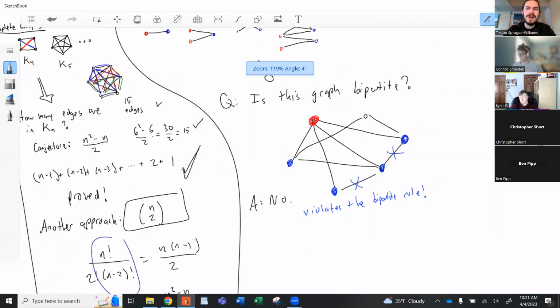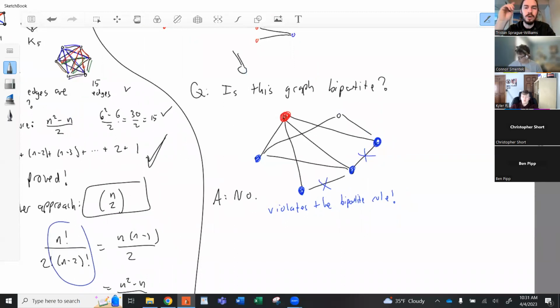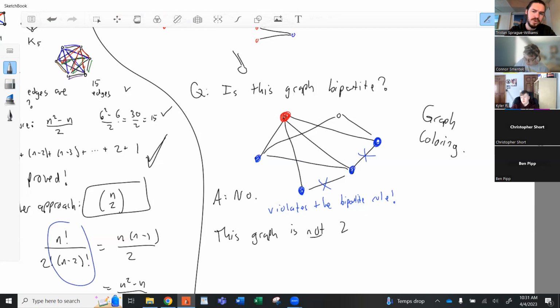bipartite. So what I just demonstrated there is the value and the power of what's called graph coloring, right? It is, hey, let's start assigning colors to the vertices. And if we do it in such a way that we follow the rule that no 2 adjacent vertices can be the same color, then can we do that? Or do we encounter some contradiction like we did here? Here we contradicted that rule right away. So this graph is, we would say this graph is not 2 colorable.